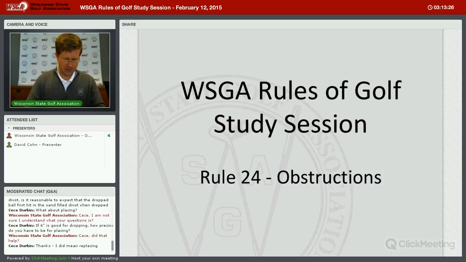So again, a lot of these situations are covered under the Rule 24 decisions also, because in many cases there's a good carryover between the two.